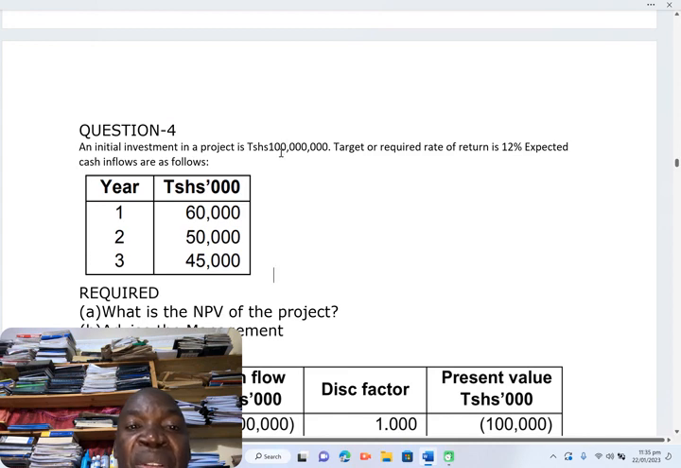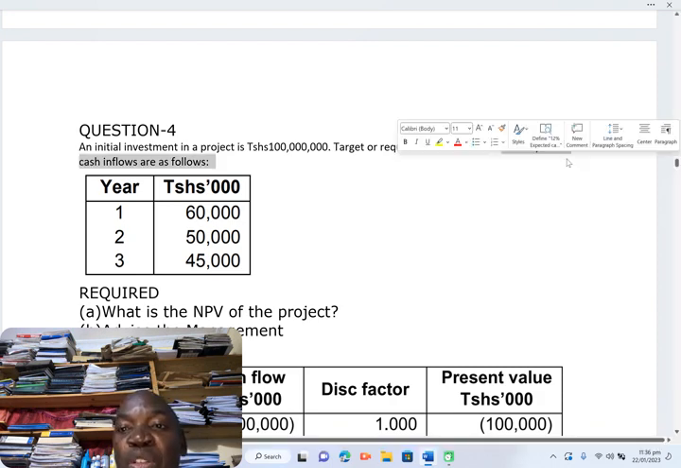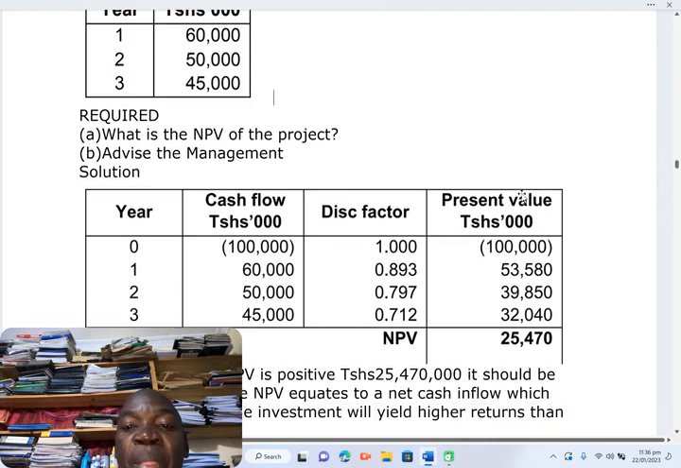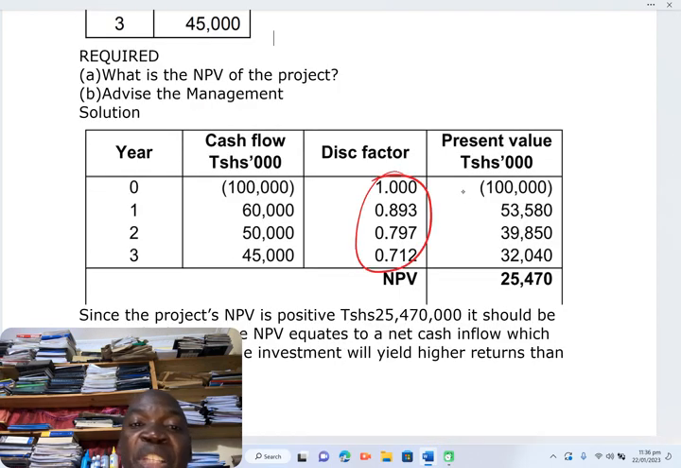Actually, 100 million is the initial investment, and this year 1, year 2 and year 3 are the cash flows arising from this project for 3 years. So in year 1, 2, and 3, the discount rate is 12. Remember, using a calculator, you get these rates here, and then you multiply by the cash flow to get this positive value. So as you see here, this one is positive, therefore you accept the project.